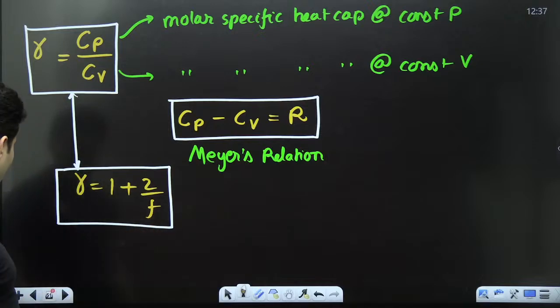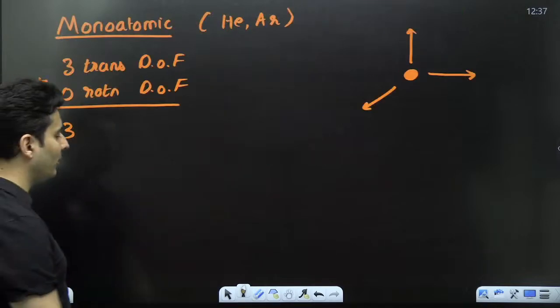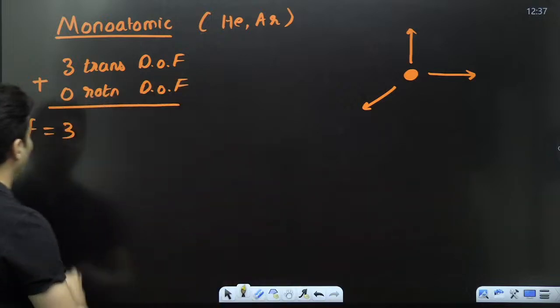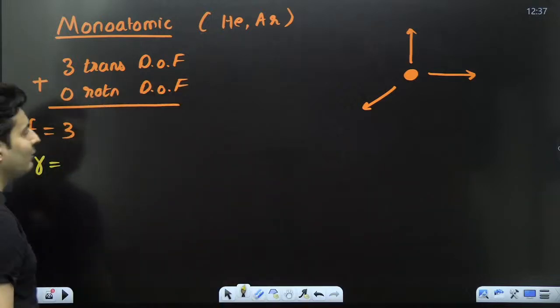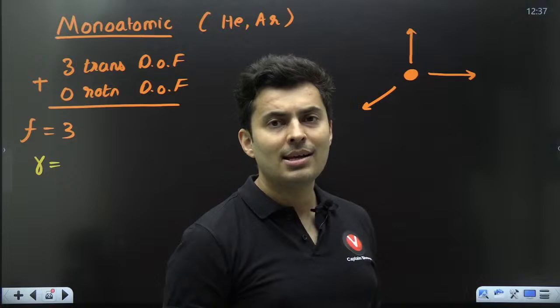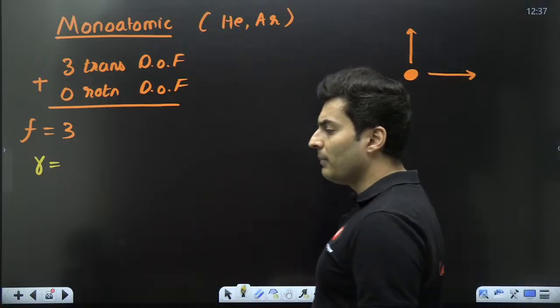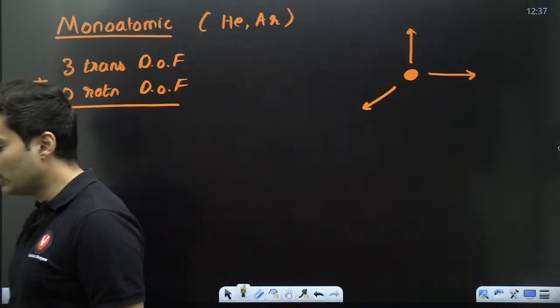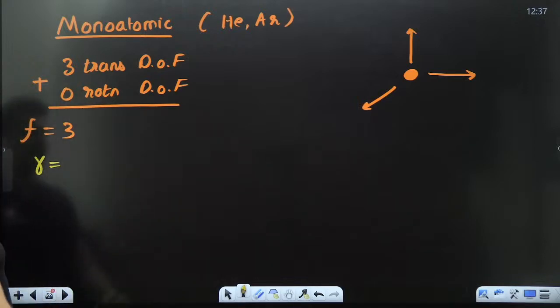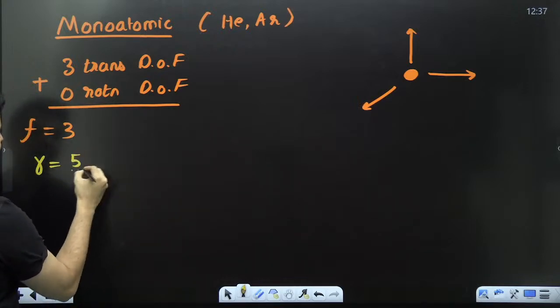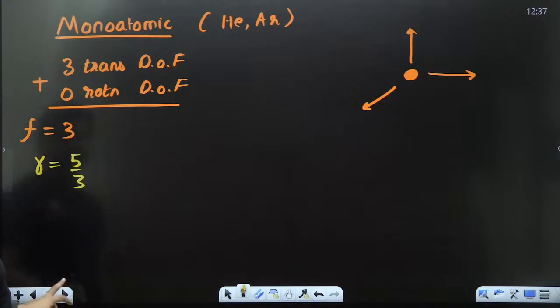So if you use this and try to find gamma for monoatomic, what do you think the gamma will be for monoatomic? Put it up in the chat box. 1 plus 2 by 3. Come on, do the math. How much is it? Come on, guys. Won't it be 5 by 3?